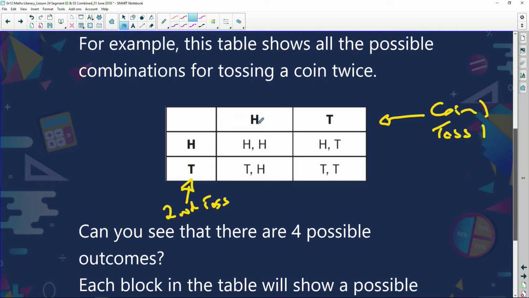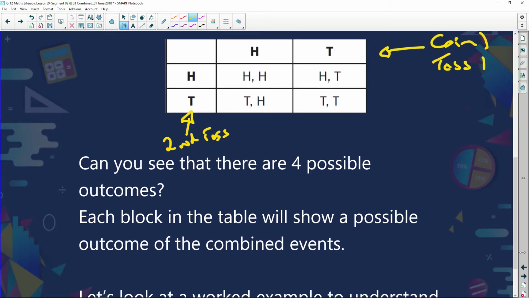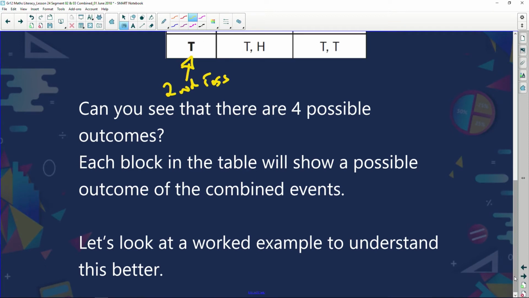So if toss 1 is a head, and the second toss is a head, then I'll have a head and a head. If the first toss is a tail and the second toss is a head, my outcome is I'll have a head and a tail. Likewise here, if my first toss is a head but my second toss is a tail, I will have a tail and a head, or tail and a tail. So as you can see, there are 4 possible outcomes. Each block in this table will show a possible outcome of the combined events. Let's look at a worked example to understand this better.